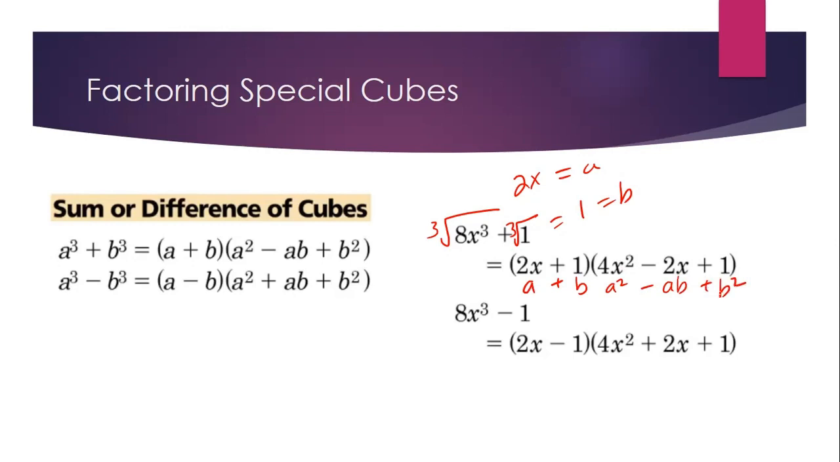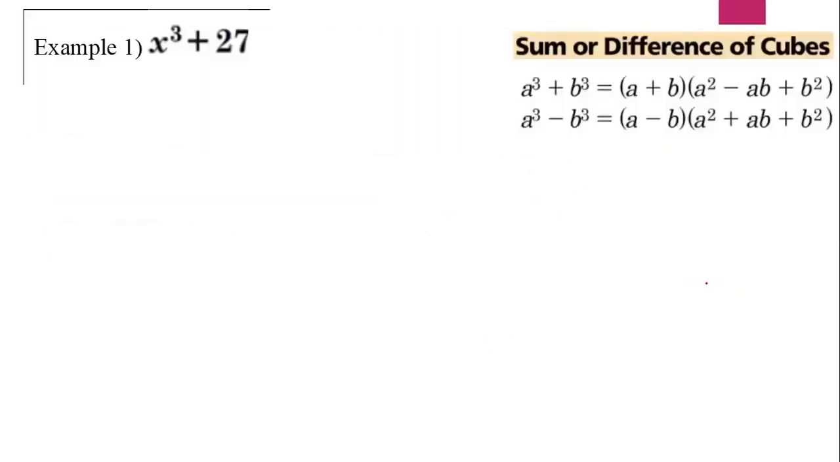Here we go. So again, all you're doing is taking the cube root and plugging into the formula. It is a formula. So we're doing A plus B, so A would be 2x plus 1, and then A squared would be 4x. All right, let's do it from scratch.